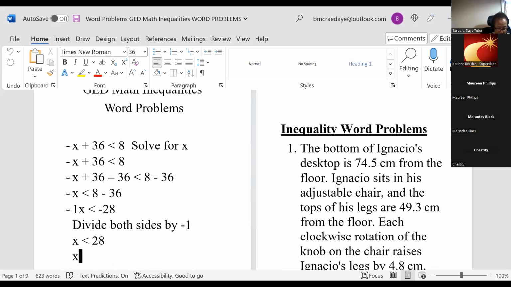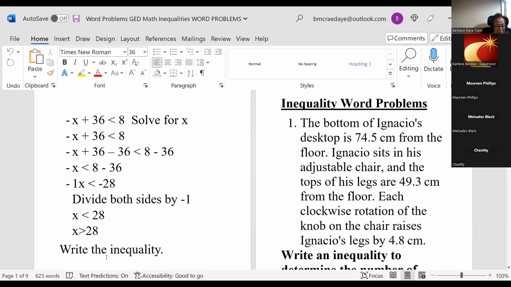That's right. It becomes the greater than. You reverse it, 28. So your inequality would be x greater than 28. That would be the inequality, x greater than 28.